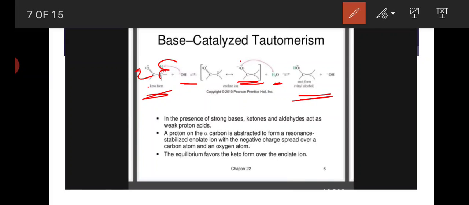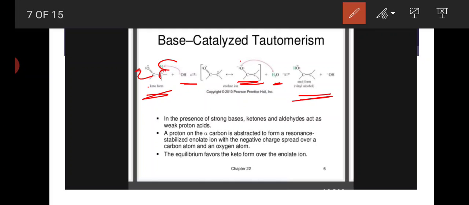In this tautomeric reaction, base catalyzes the total reaction. In the presence of base, keto form loses hydrogen and forms enolate ion. Then this enolate ion reacts with a water molecule, takes one proton, and is converted to enol form. This is also keto-enol tautomerism, but it is catalyzed by base.